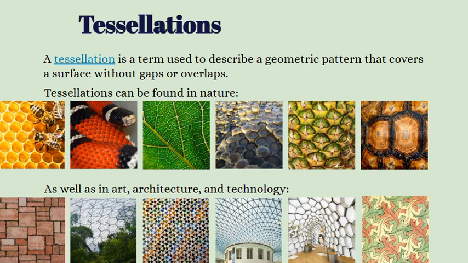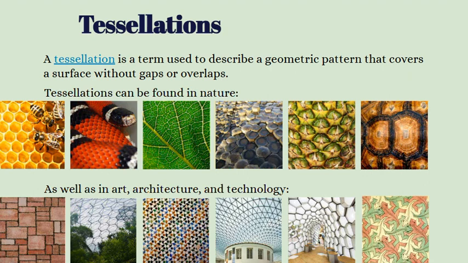Here is a little introduction to tessellations. So basically a tessellation is just a term in geometry that is used to describe a pattern that covers a surface that doesn't have any gaps or overlaps. So it's when the shapes come together perfectly and they fit together perfectly without any spaces or gaps.